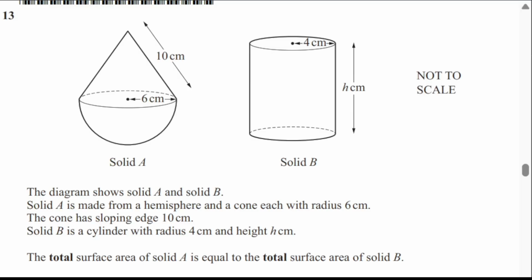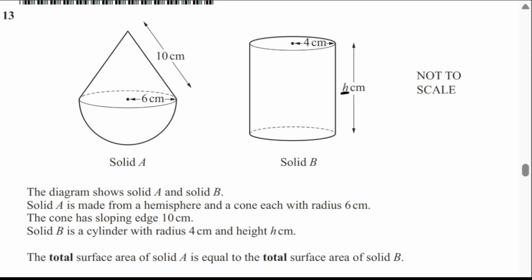8 marks, non-calculator question. The question says find the height here. They gave us two solids, solid A and solid B, and the most important part is this. They said the total surface area of A is equal to the total surface area of B. So to solve this question, we will need to find the surface area for both solids.